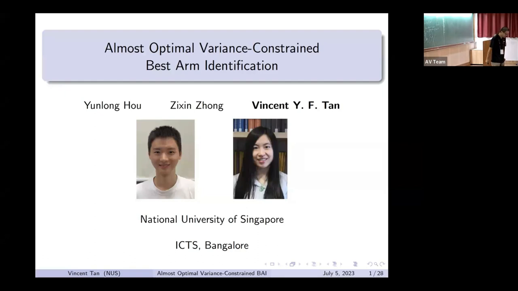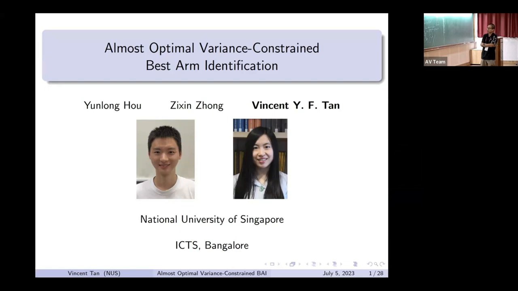I'm Vincent. And I'm going to continue this thread on bandits, but here is where the risk comes in. And this is basically work that combines best arm identification and risk. This is joint work with two of my students, Yunlong and Zixing from the National University of Singapore.